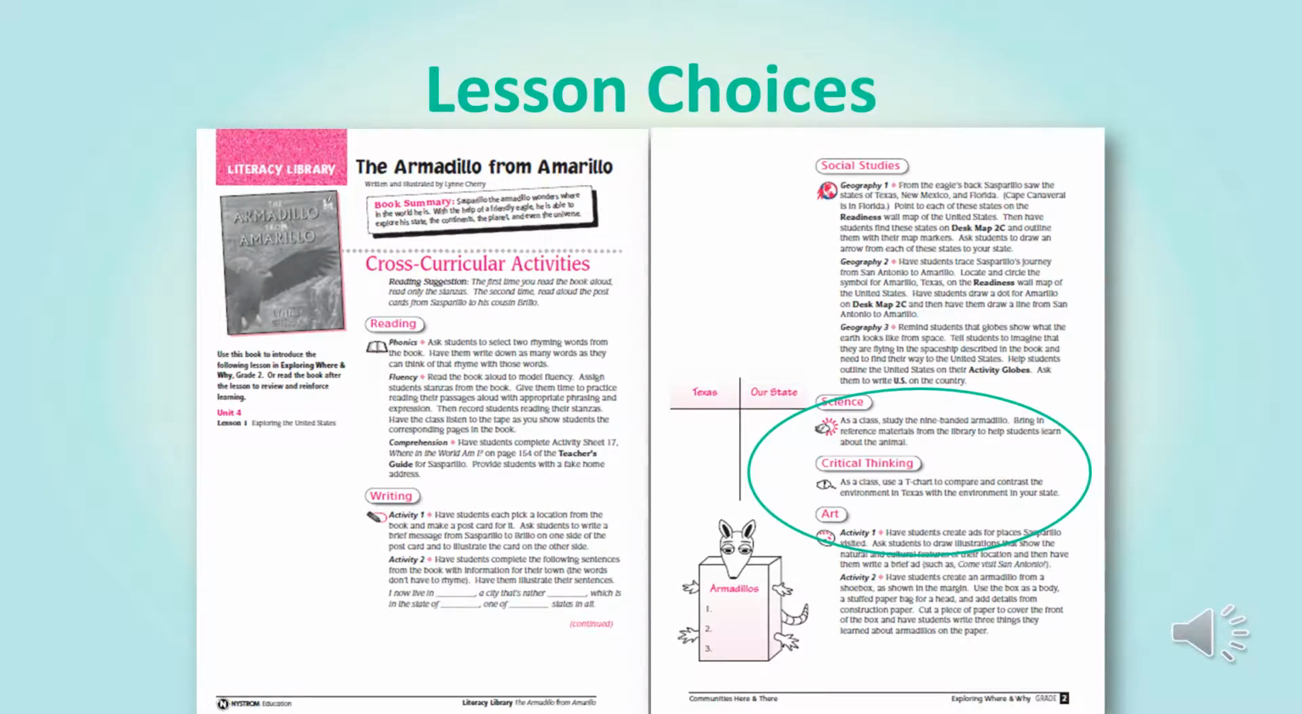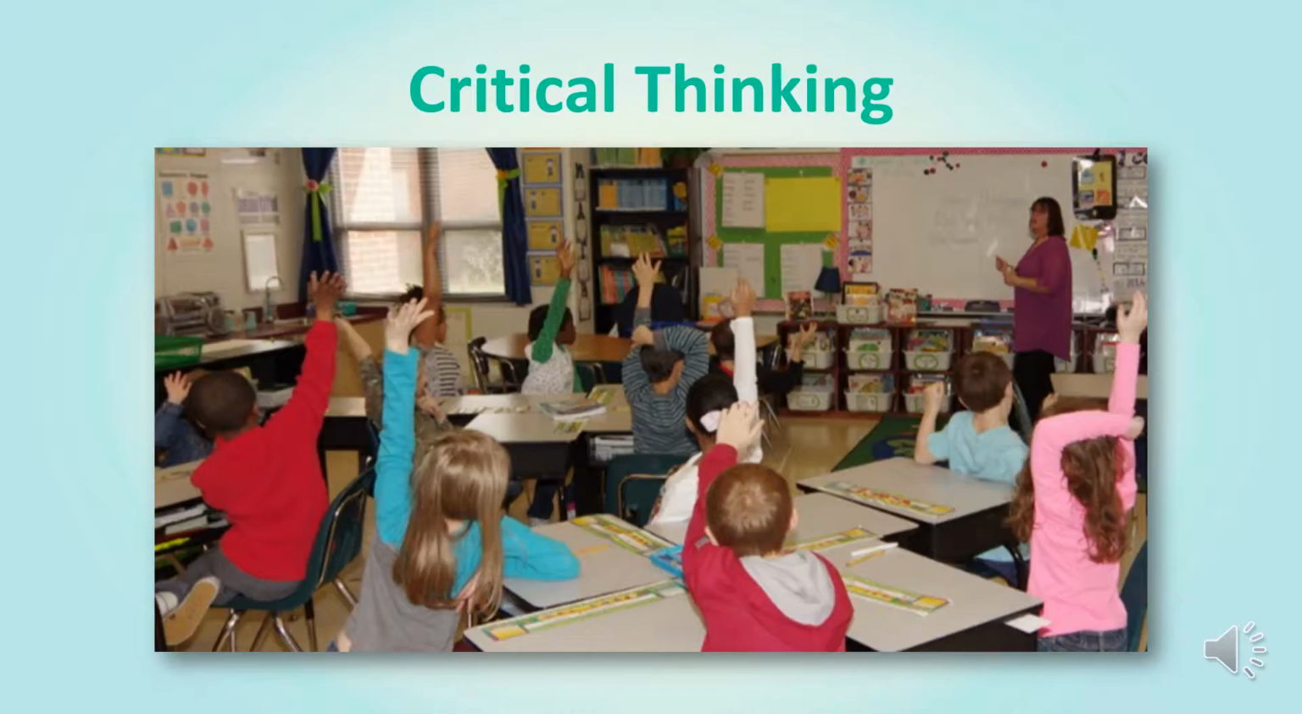Miss Marcia is going to conduct a second activity based on the book, The Armadillo from Amarillo. The next one she's using is the critical thinking activity. Let's take a look. The students are thinking critically about what was read in the book, and they're doing a T-chart regarding the differences between Texas and their home state.